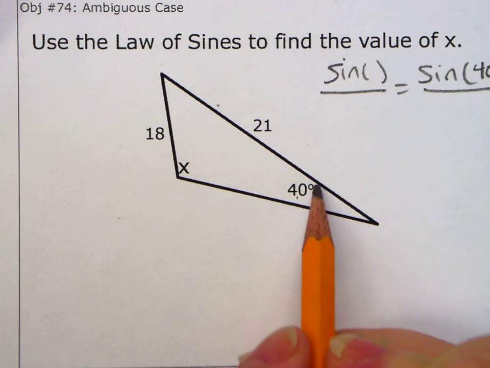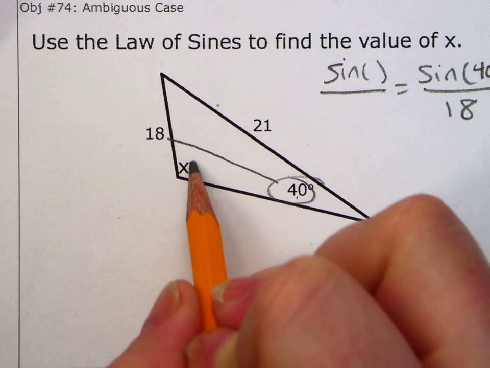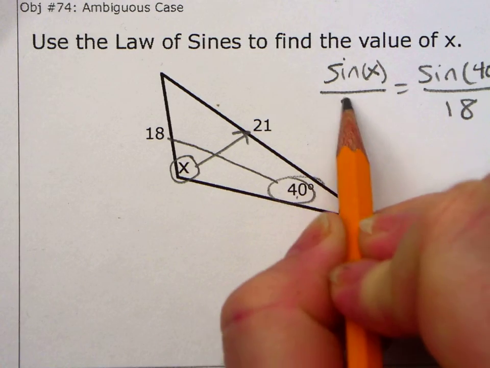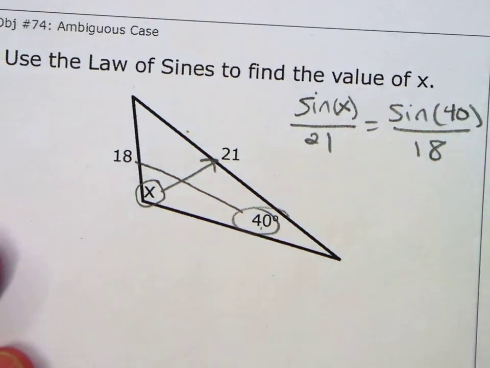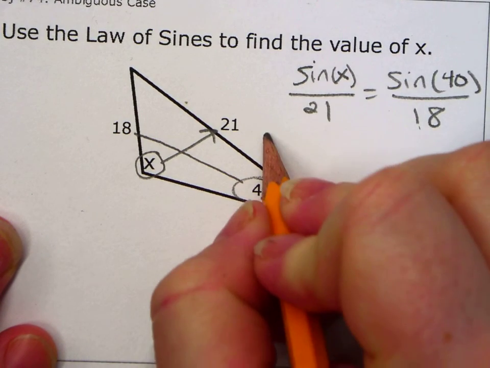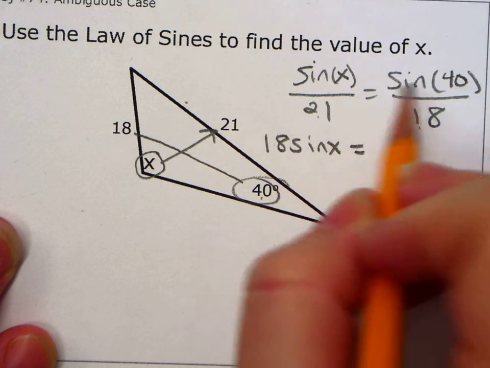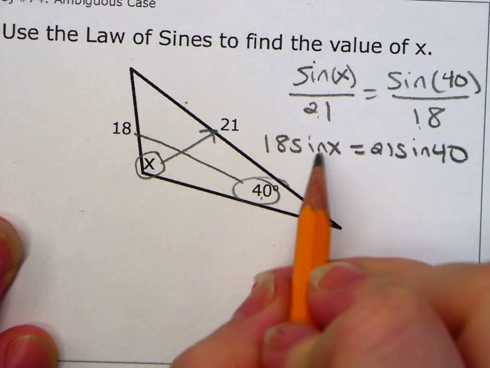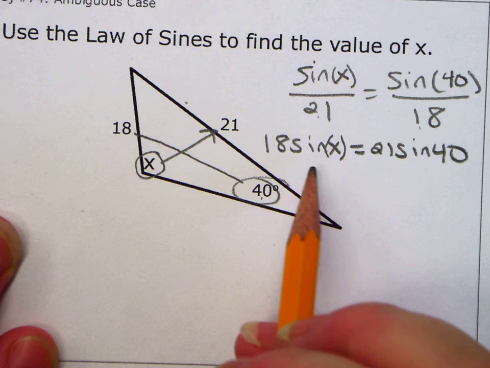What's across from the 40? 18. Now this time we have x. We're finding the angle. Across from it is 21. So again, we cross multiply. 18 sine x equals 21 sine 40. And then again, we're trying to solve for x. Can we divide? What do we divide by? 18? Yep.